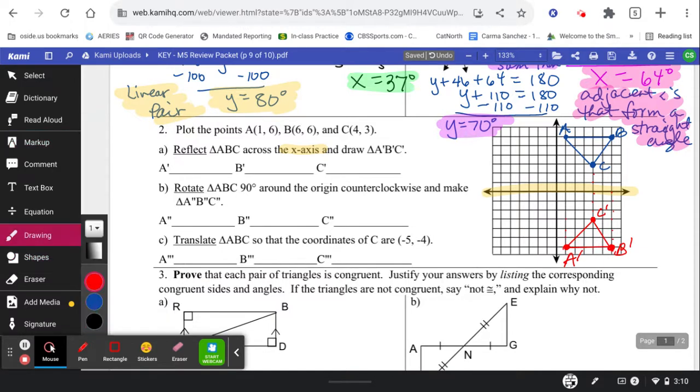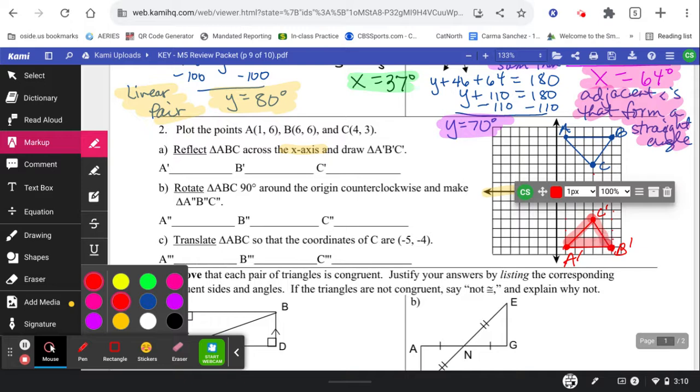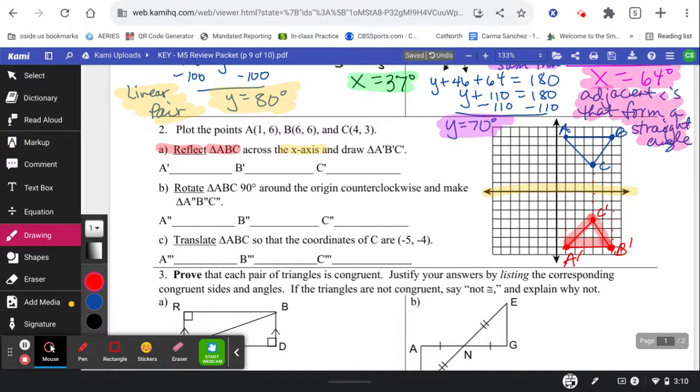Okay, I'm going to highlight. There's my reflected triangle. All right, so that dot is now at 1, 2, 3, 4, 1, 2, 3. So 4, -3, 6, -6, 1, -6. Okay, reflected across that x-axis. Let's go down and do translate.